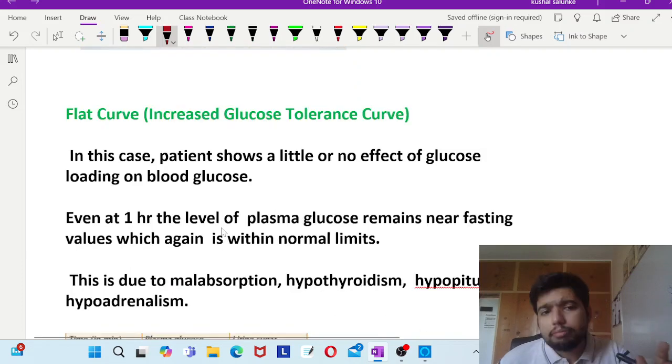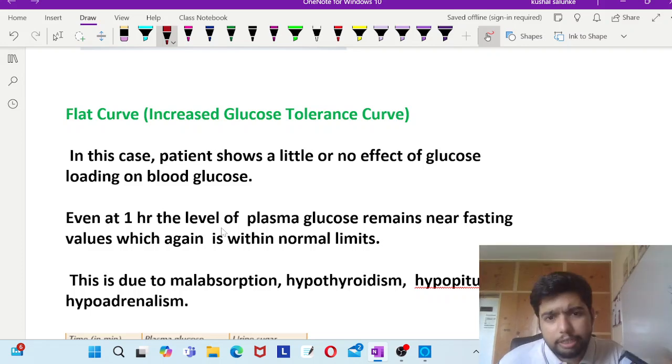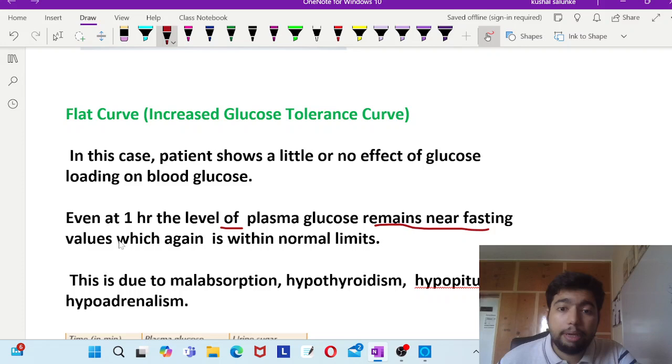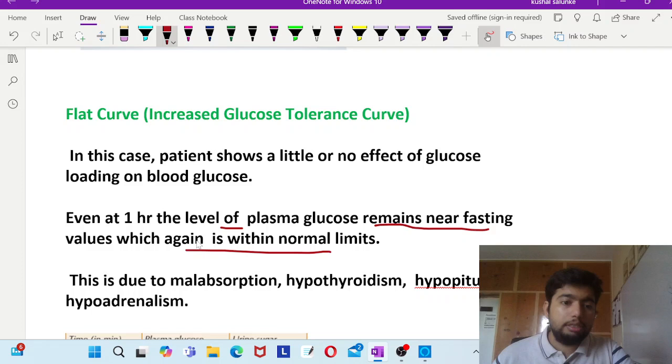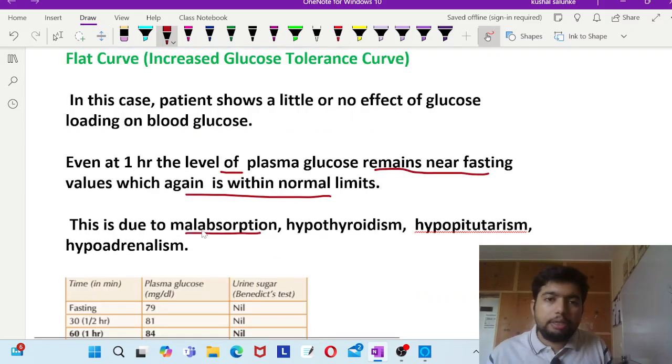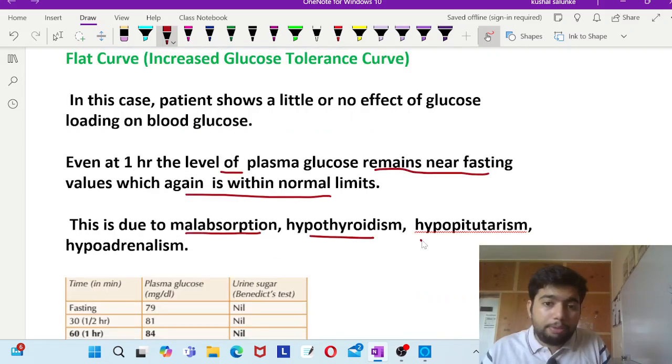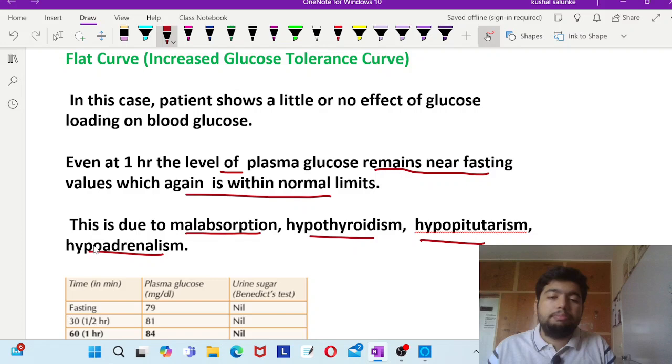In this case, the patient shows little or no effect of glucose loading on blood glucose. So even at 1 hour, your plasma glucose will remain near fasting range, and values are again within normal limits. This is due to malabsorption. Absorption is defective, as in hypothyroidism, hypopituitarism and hypoadrenalism. Okay, I hope this thing is absolutely clear.